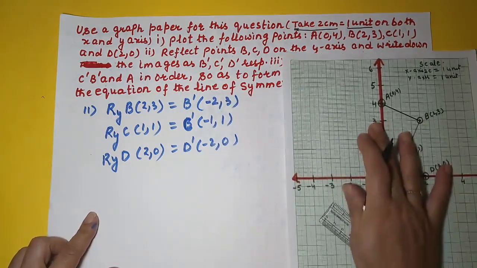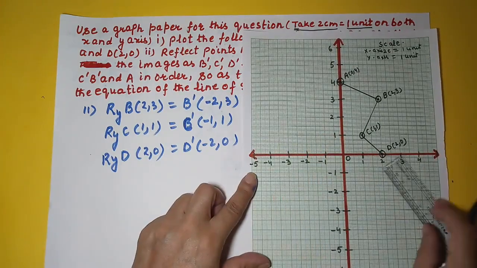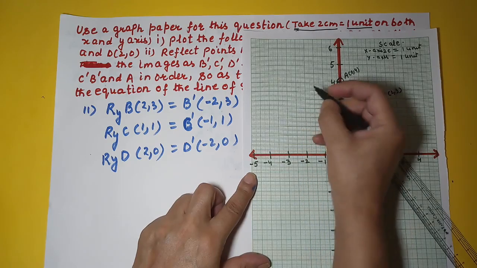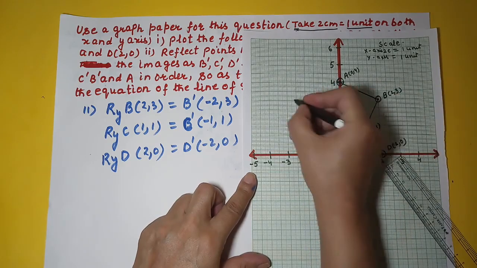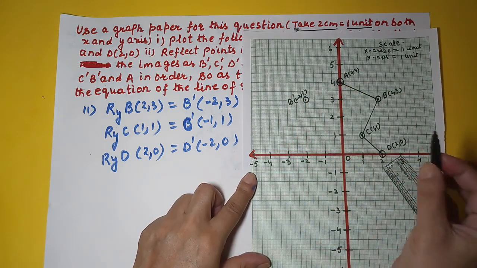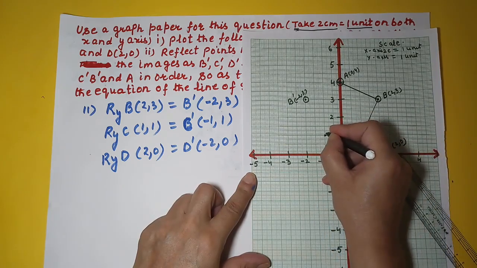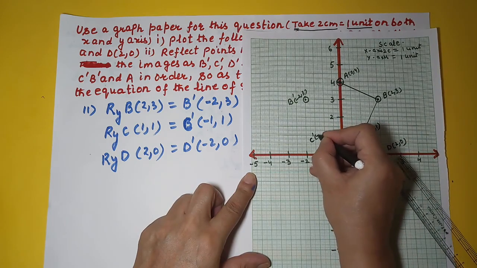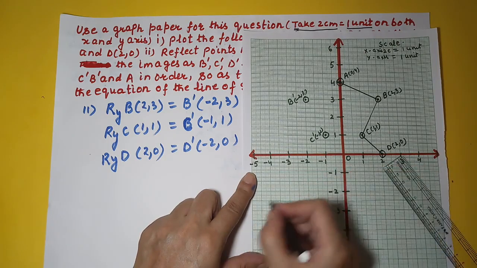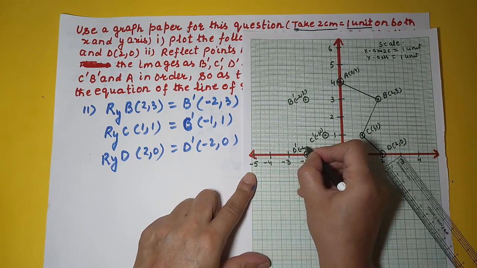For that I need to plot these B dash, C dash and D dash here. What is my B dash now? My B dash is -2 and 3. I'm going to plot here. So this is my B dash, which is -2 and 3. Then C dash is -1 and 1. So it's going to be here. So this is my C dash, -1 and 1. Then D dash is -2 and 0. So it is here. This is my D dash, -2 and 0.